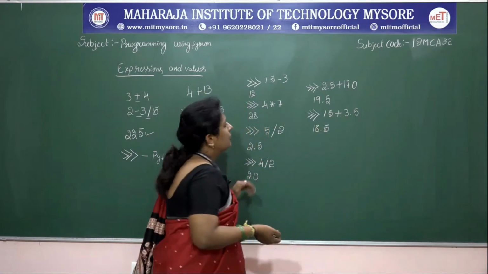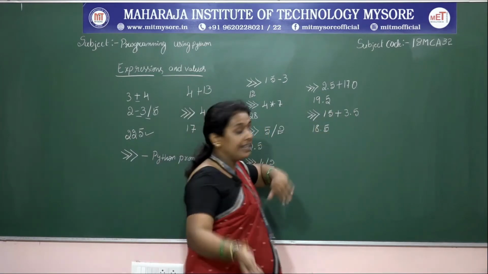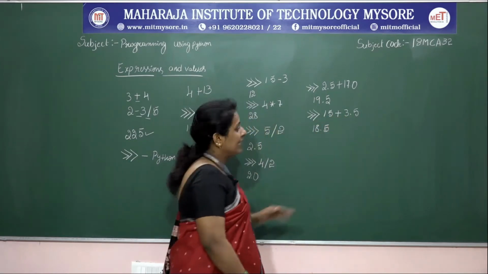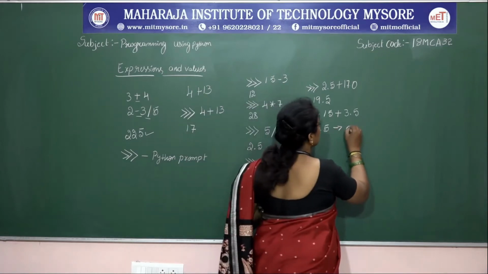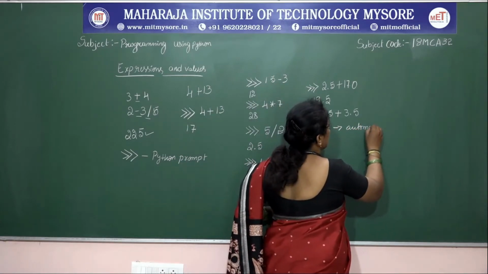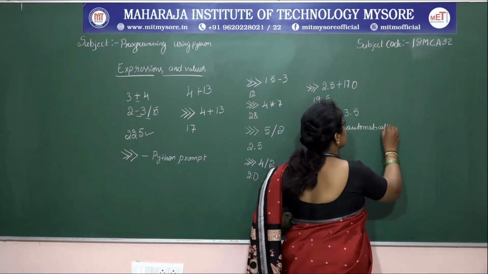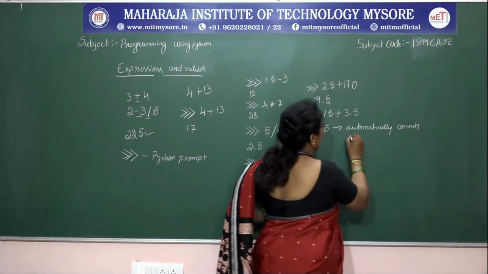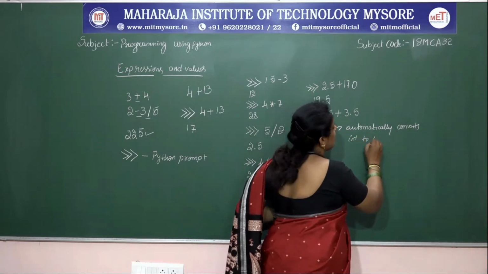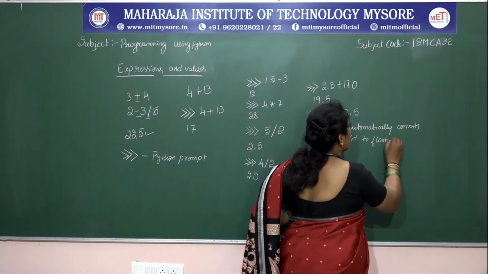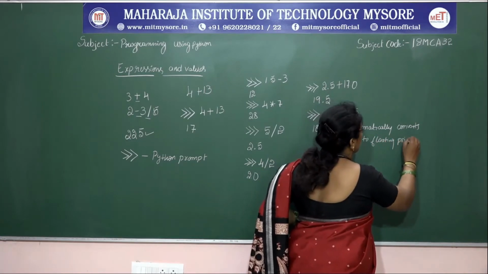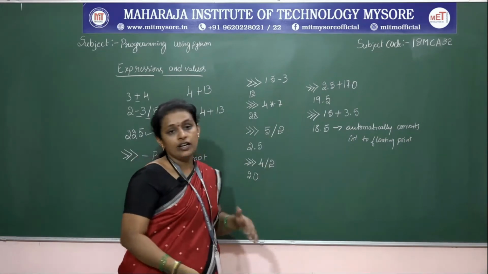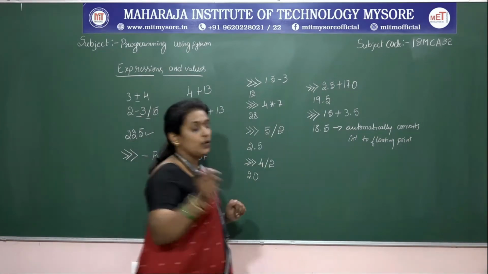Okay. So with respect to this, when I am adding an integer value with a floating point value in Python, that automatically converts the integer to a floating point representation or floating point value. Okay. So in Python, it automatically converts the integer to a floating point value. I will give one more example.